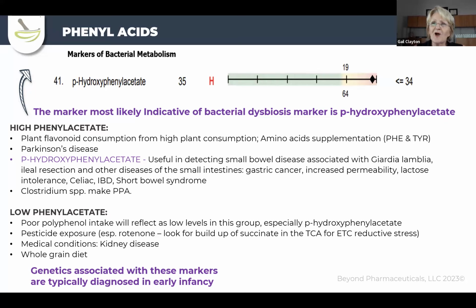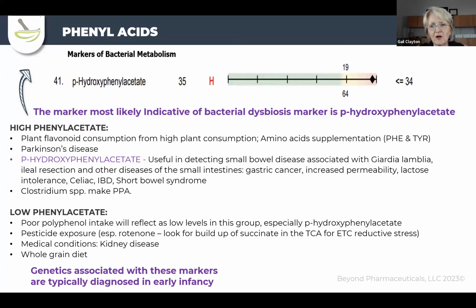Now, if it's low, I always think that my patient's probably not eating enough polyphenols. That's where you need to go back to their diet history and see what they're eating. Ask them, are they using herbs and spices? Do they drink teas? What foods are they eating? Are they getting enough polyphenols in their diet? Because that's going to show a low marker if they're not eating them, okay?